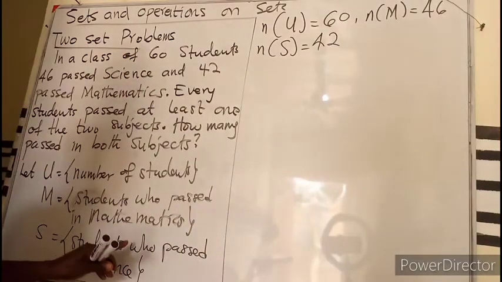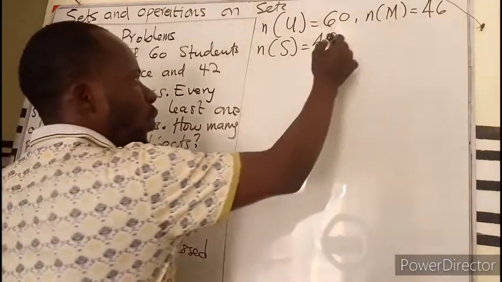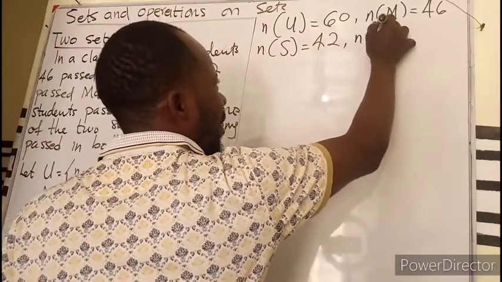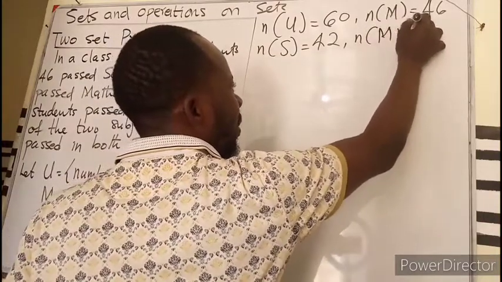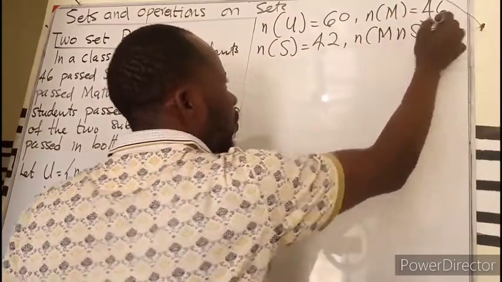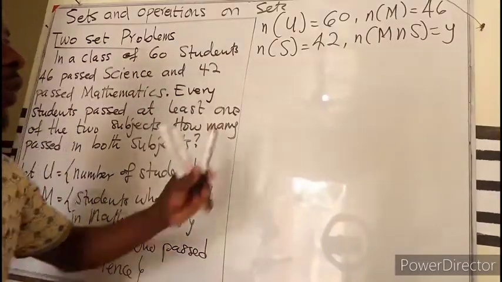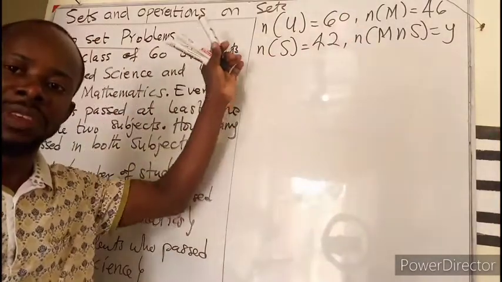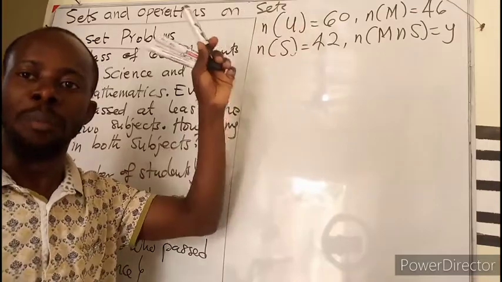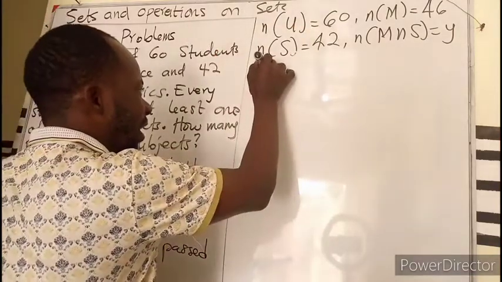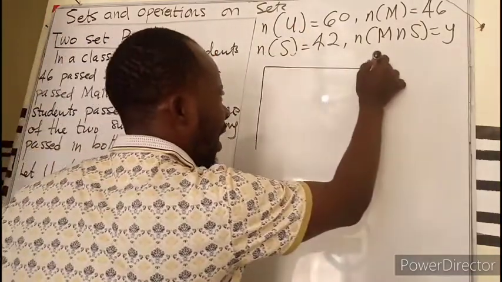We are asked to find the intersection. So we let the number of M intersection S equal what? Y. So we have all our four regions represented except the complement. So I can now represent that on a Venn diagram.